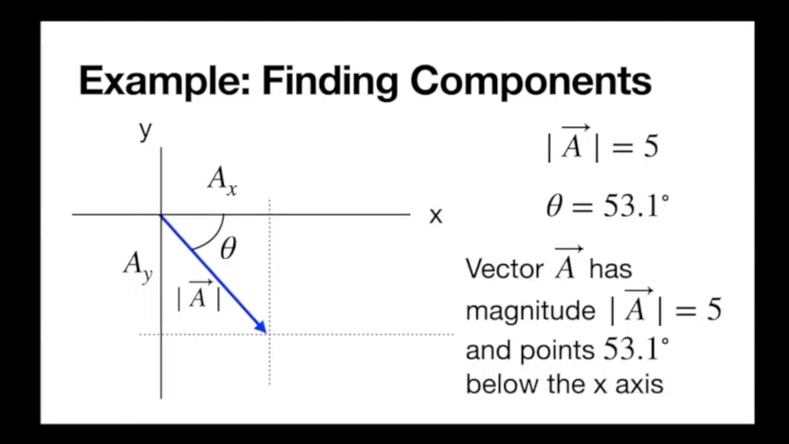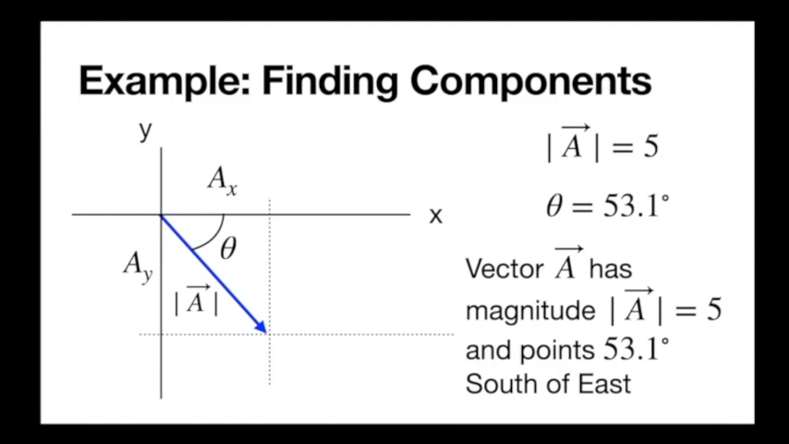So I found the angle, and now I need to describe it. If I want to say the magnitude and the direction of A, the magnitude is 5, and the direction is 53.1 degrees below the positive x-axis. Or again, I could also say south of east, and both of those are fine.